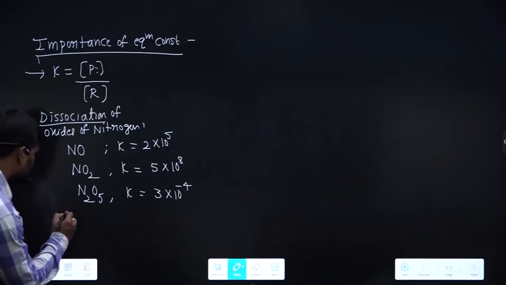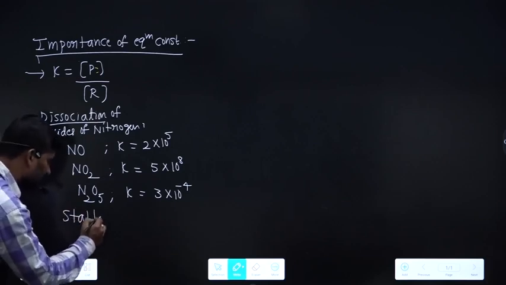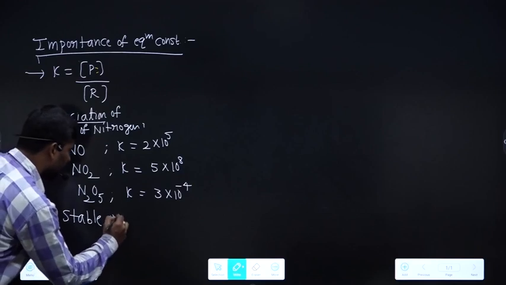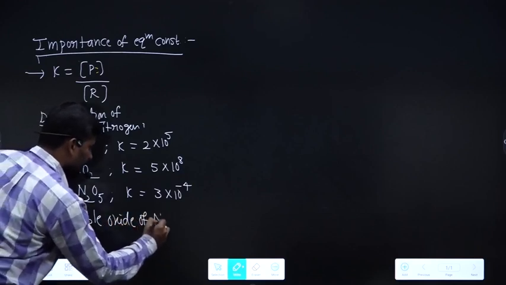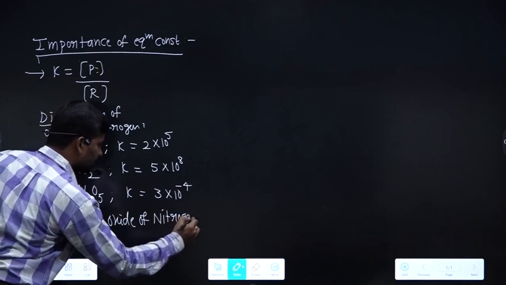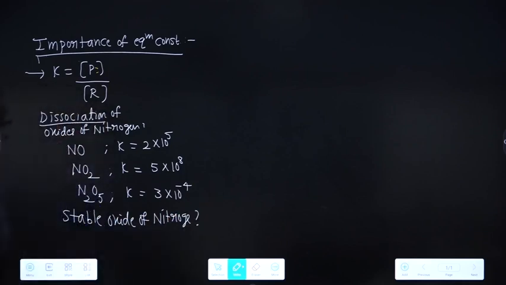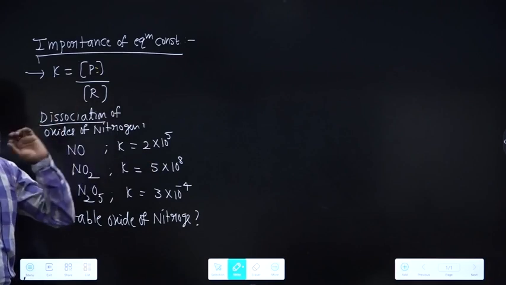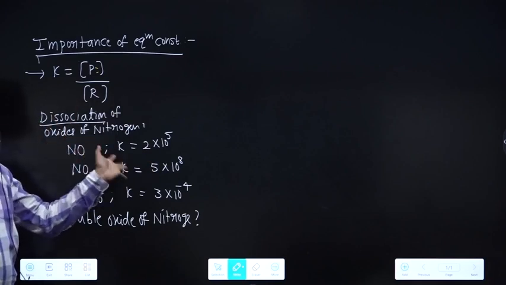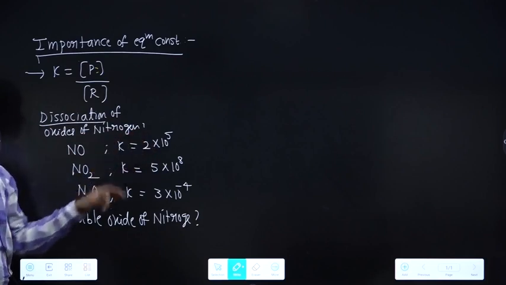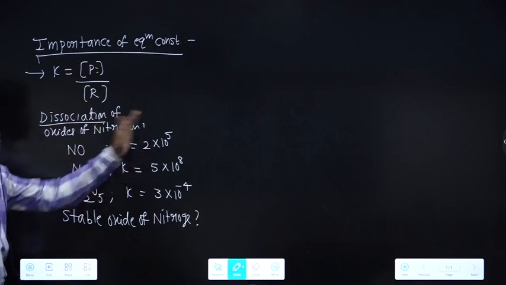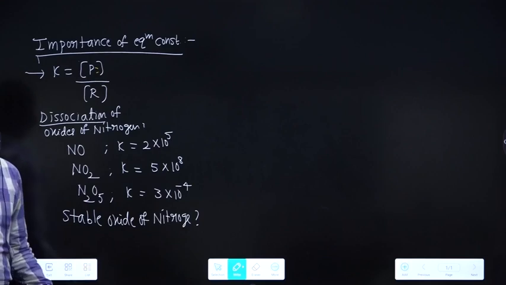Now tell me which is the stable nitrogen oxide. According to the data given, what is the stable oxide of nitrogen? NO or NO2 or N2O5? NO2. For NO2, the K value is very high. K value very high means products dominate or reactants dominate? Products dominate. So that can undergo dissociation easily.